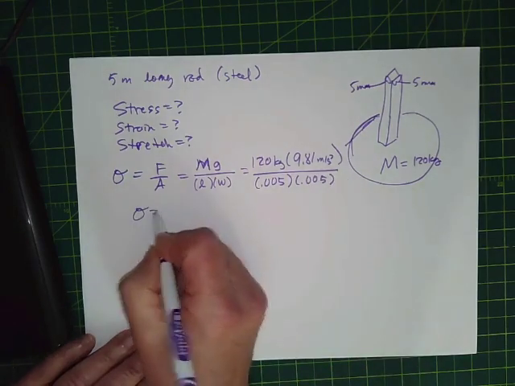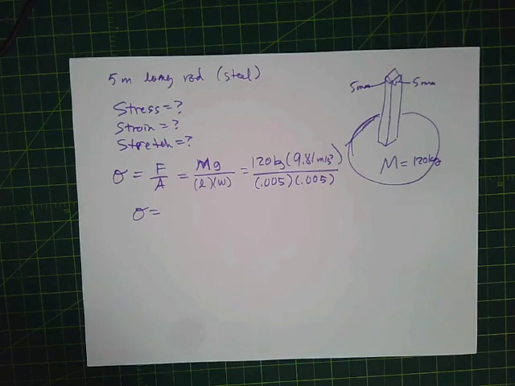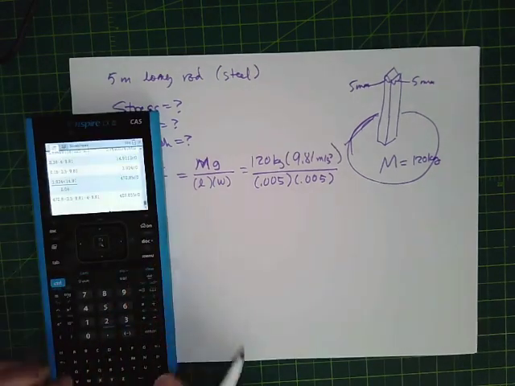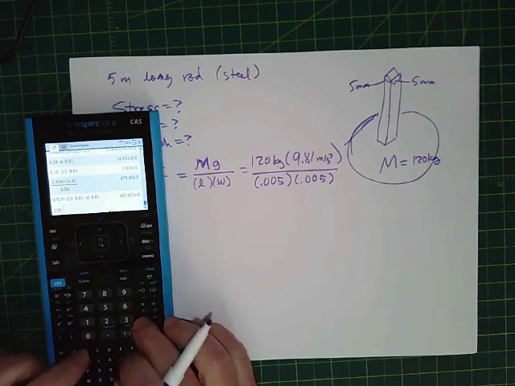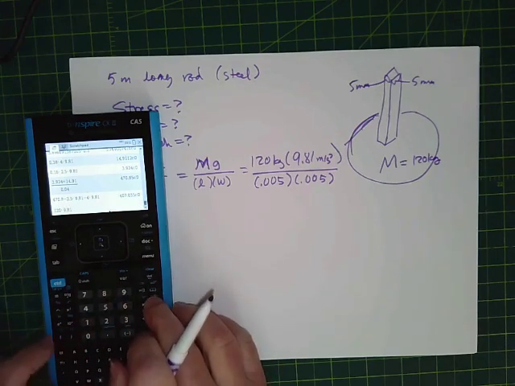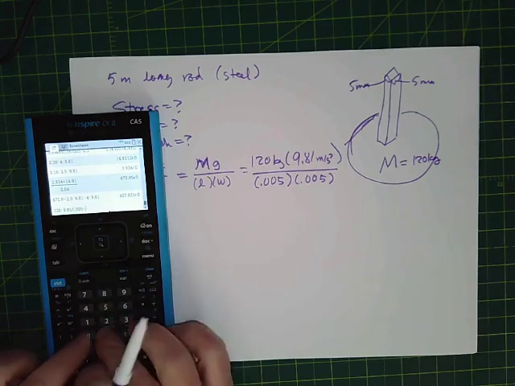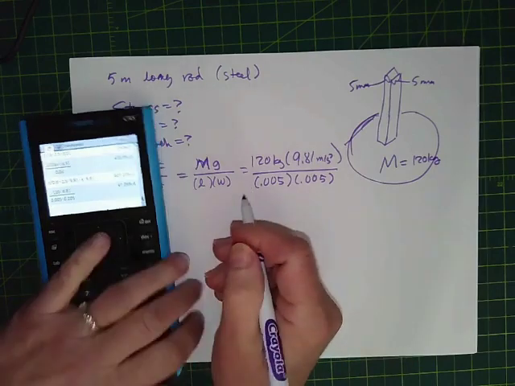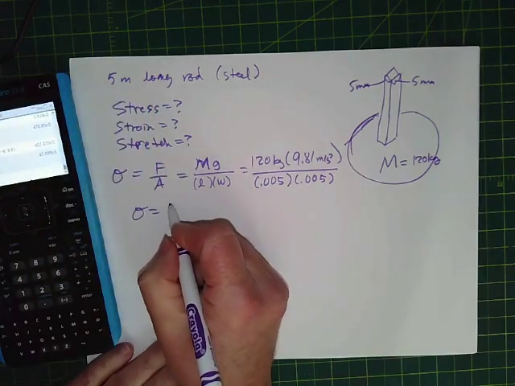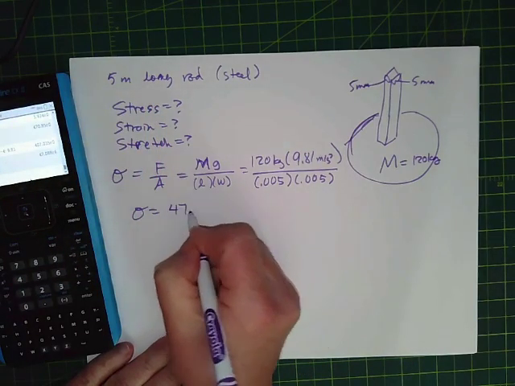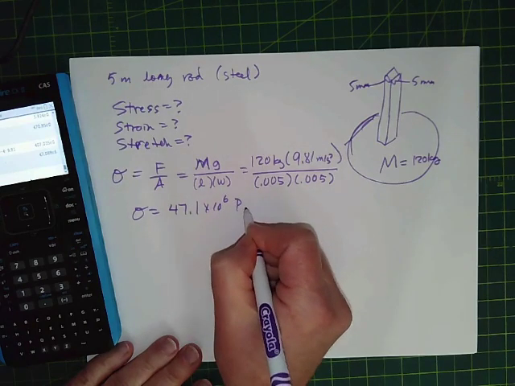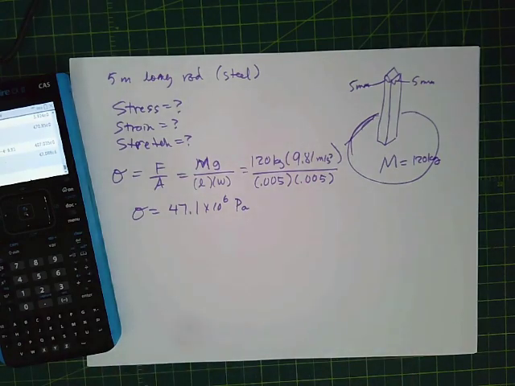All right, so our stress is just 120 times 9.81 divided by 0.005 times 0.005, or 0.005 squared. Okay. All right, so our stress is a big number, 47.1 times 10 to the 6th pascals. So it's a big number. Pascals tend to be little things.